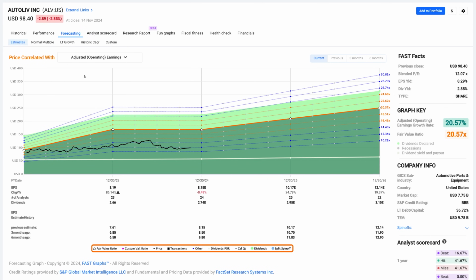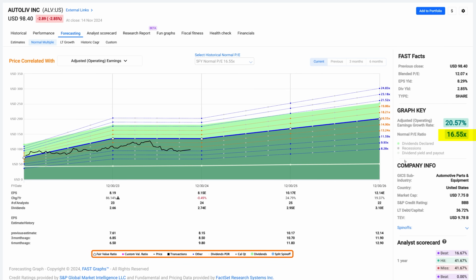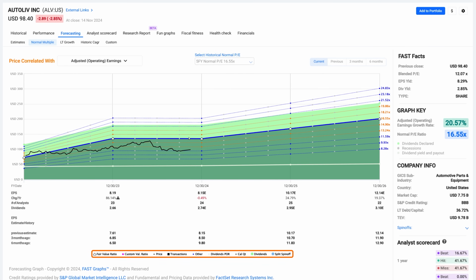Now, looking at FastGraphs, if I use the normal multiple of only 16 times earnings and put it up here, that would be 134 by year end. It would be about 135 looking at the last quarter's numbers. So it's somewhere up in here. Morningstar's number put us somewhere down here. There's 108 to 124, and we put us between these two lines. So Morningstar, I think, the number is conservative.